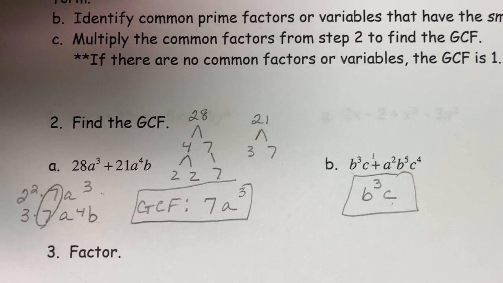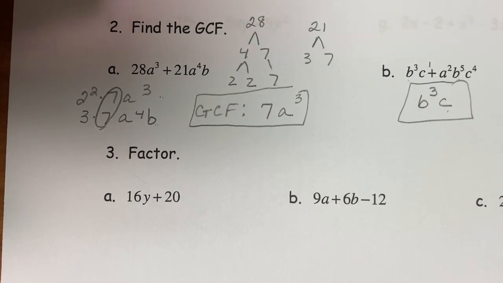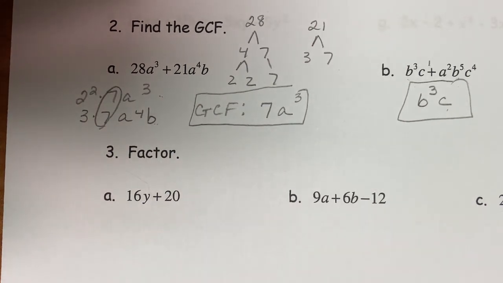Okay, so now let's apply that to the actual factoring. What you need to know is when you are factoring out a greatest common factor, what you're really doing is unmultiplying or undistributing. So you are undistributing what has been distributed or multiplied through.